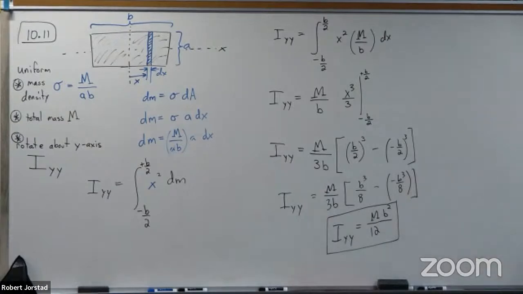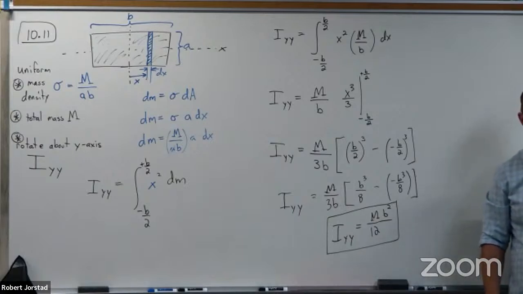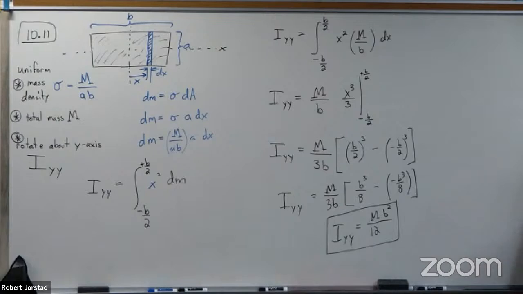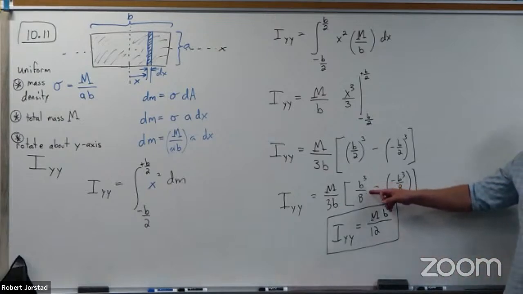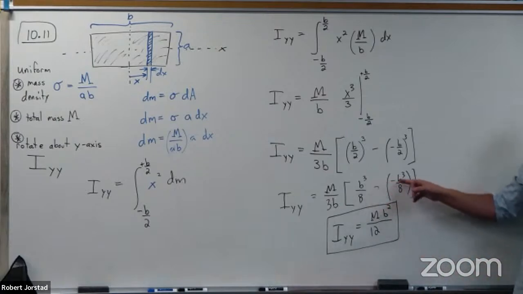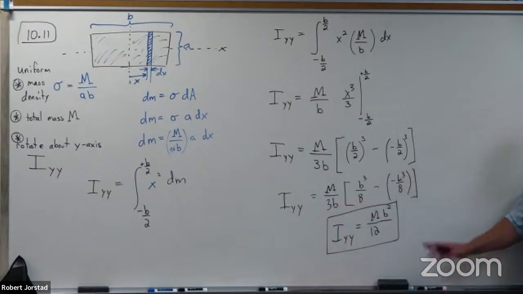Feeling good on that? Yeah, right. This gives me b cubed over 8 plus b cubed over 8, which is b cubed over 4. Gives me a 12, one of the b's over there. Good? Okay.